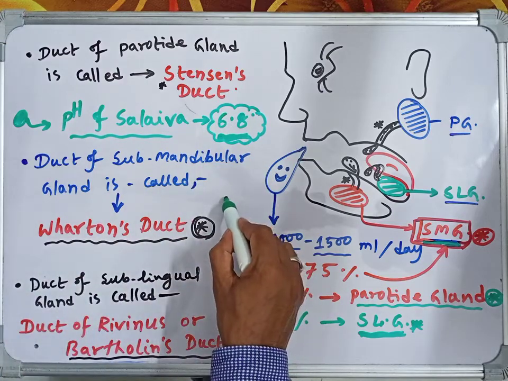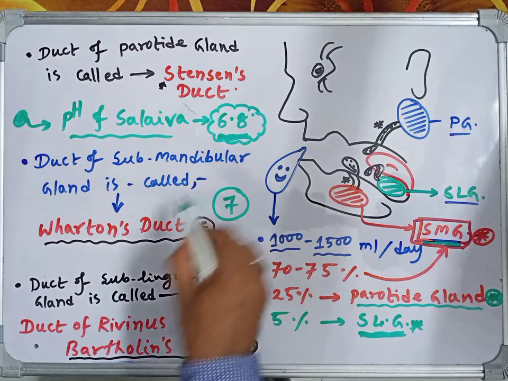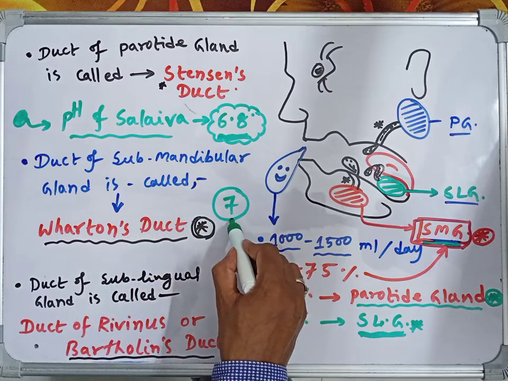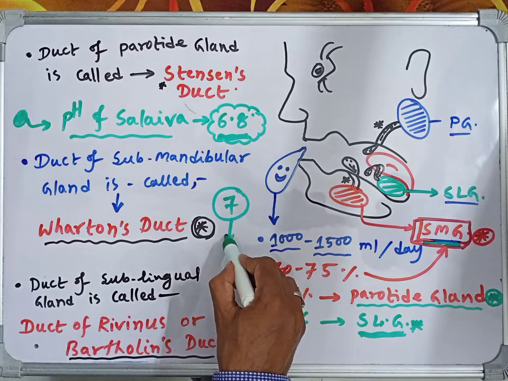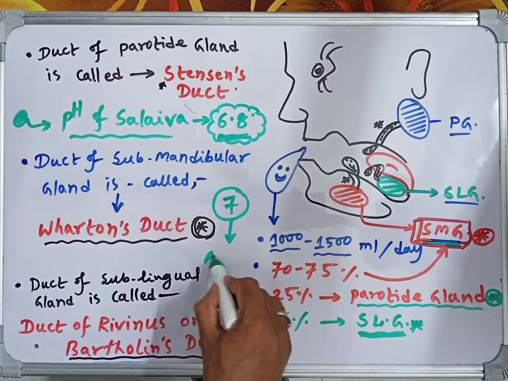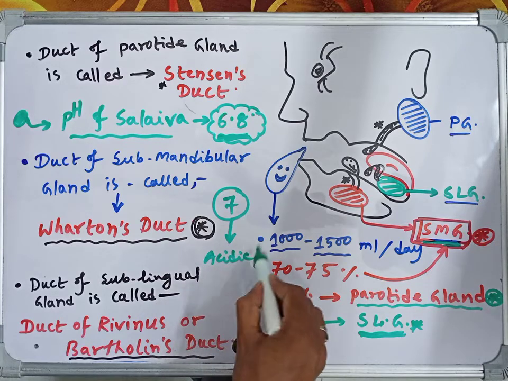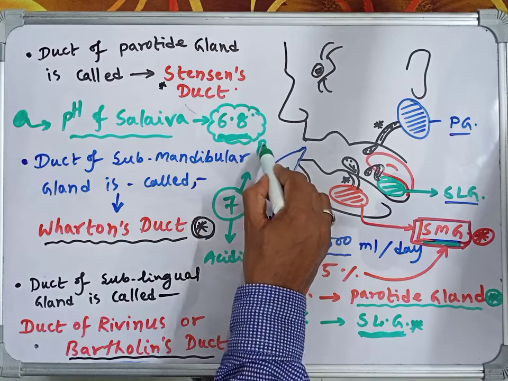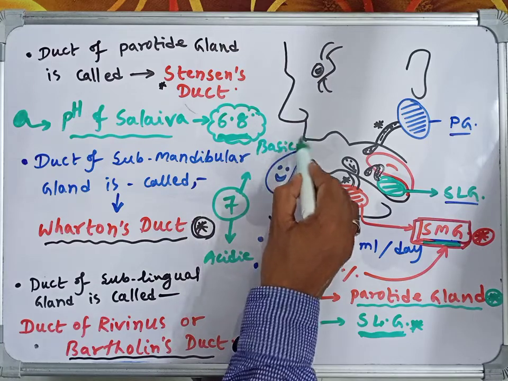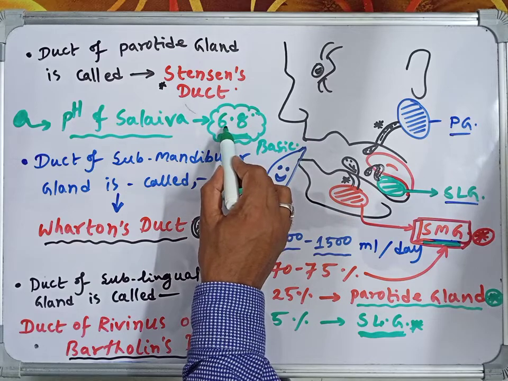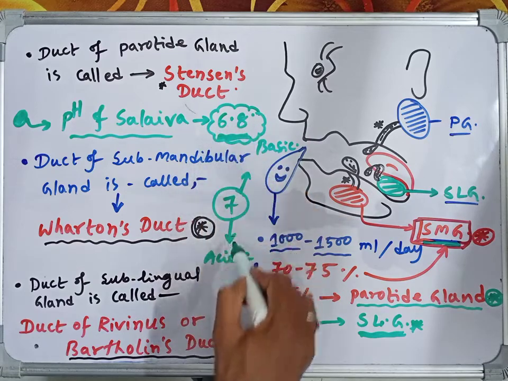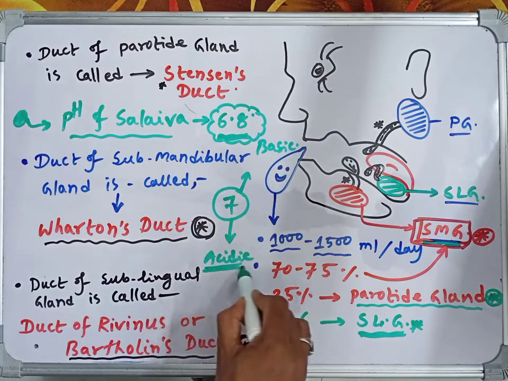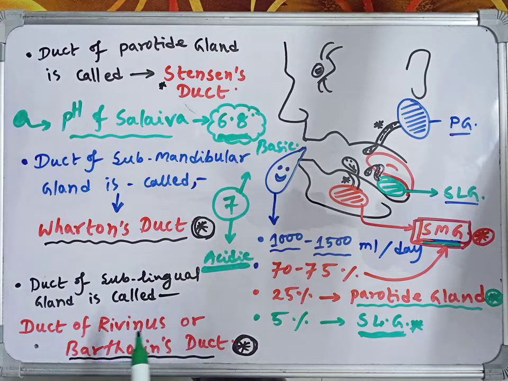You know very well, pH 7 is neutral, and below pH 7 indicates acidic, and above pH 7 it is called basic pH. That means 6.8 is below 7. That means the nature of our saliva is slightly acidic, right? That is also very important, right?